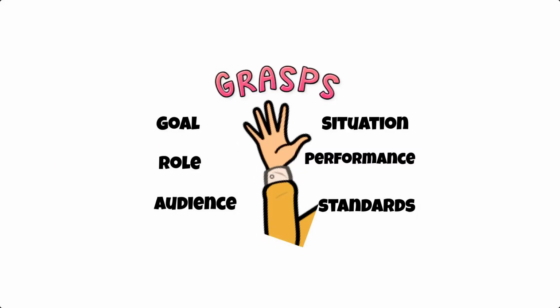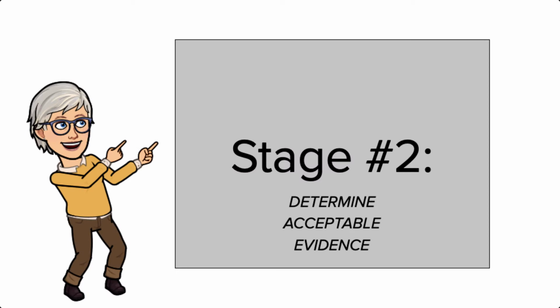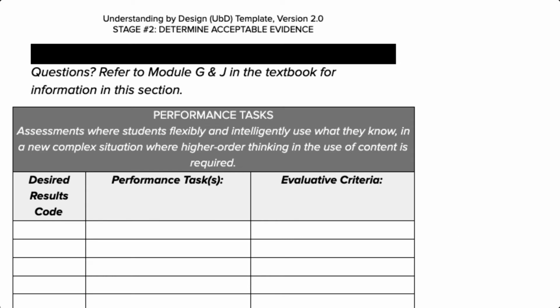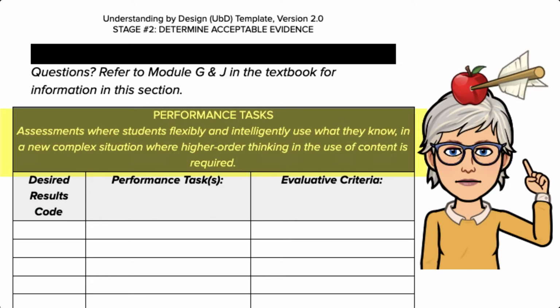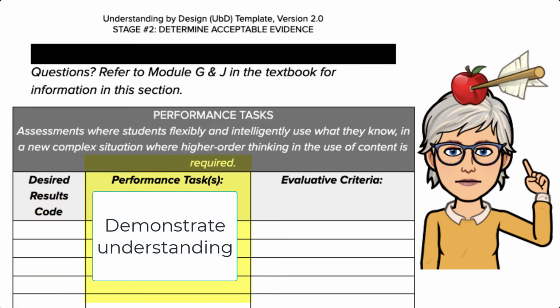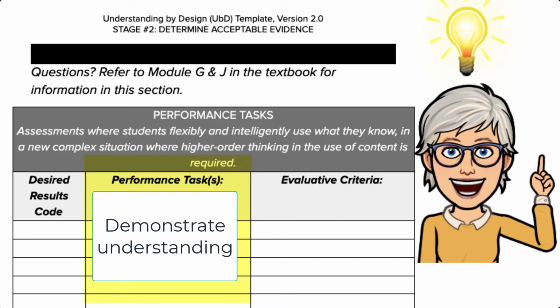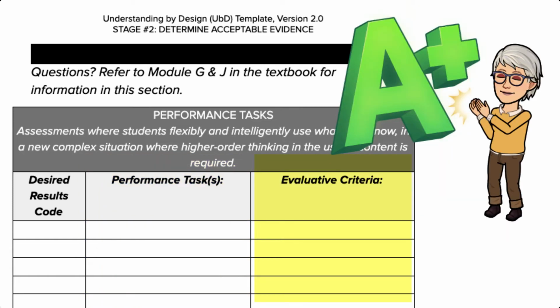So let's take a look at the template. We're looking at stage 2, and stage 2 of the template begins with the performance tasks. These tasks we want to connect back to the transfer and understanding goals. These are performance tasks, and we want them to show or demonstrate that our students really understand the big ideas of our unit. You can see in this section we also include criteria that are used to assess these performance tasks.